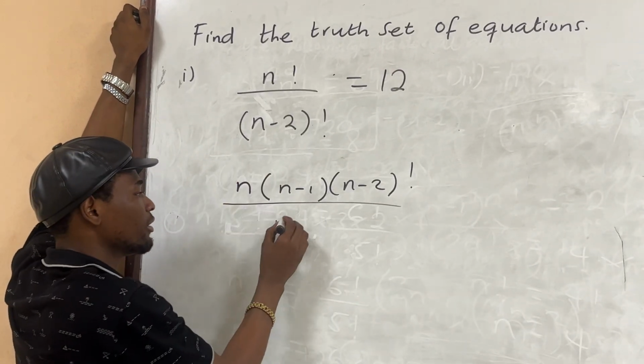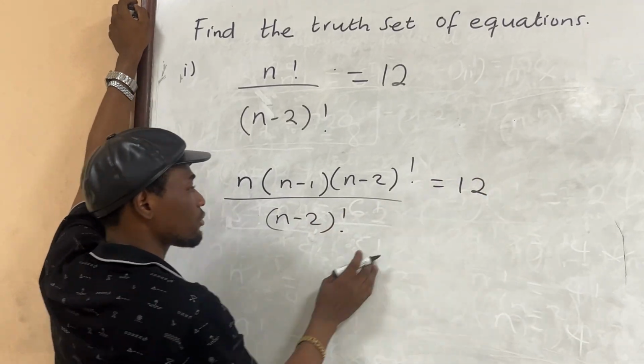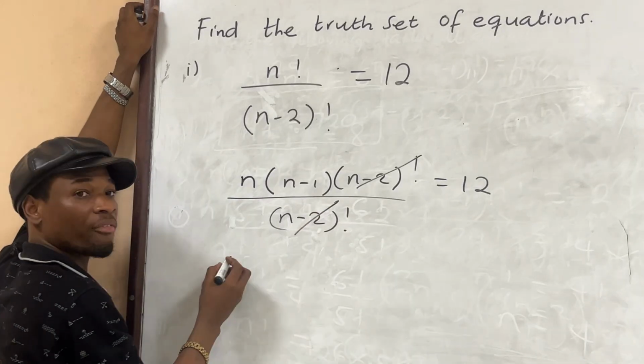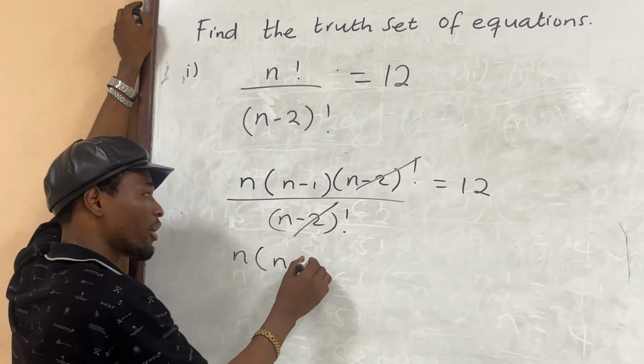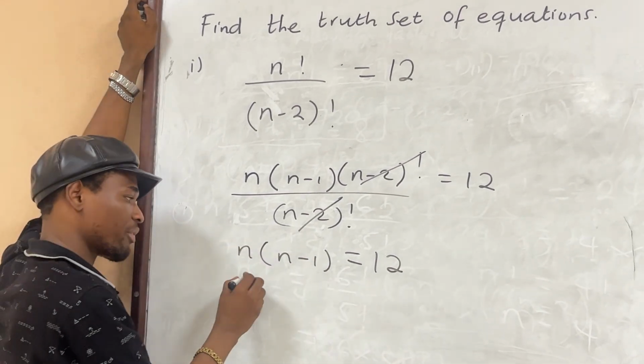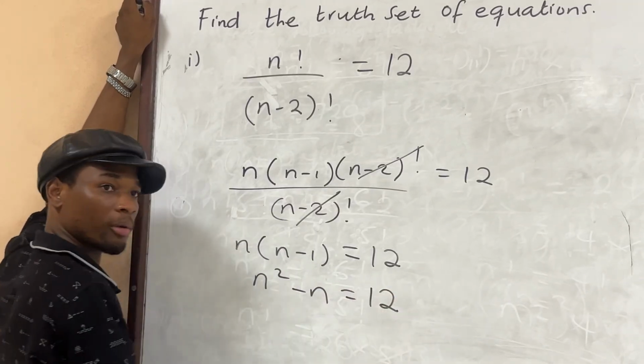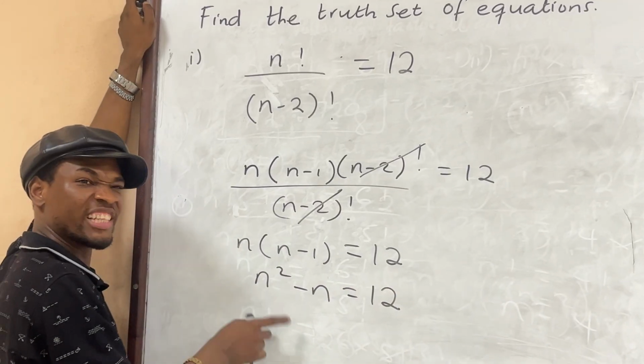I add factorial. So I have (n minus 2) all factorial, which is equal to 12. So this cancels this. Therefore I have n times (n minus 1) is equal to 12. You expand: n times n squared minus n, which is equal to 12. This is a quadratic equation in n.